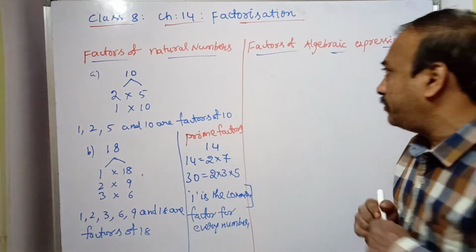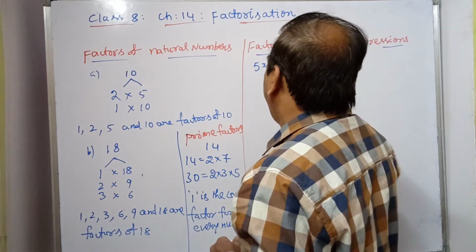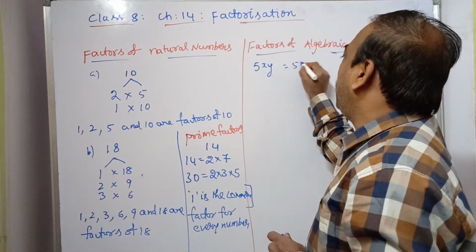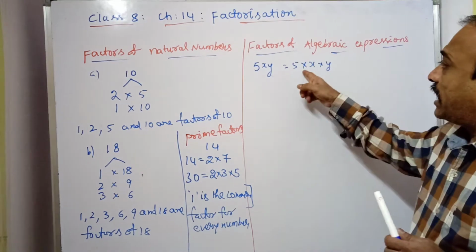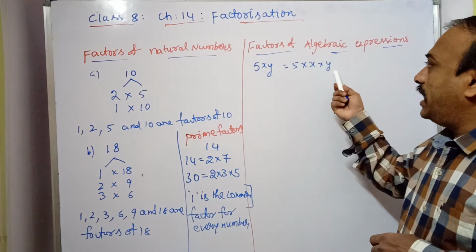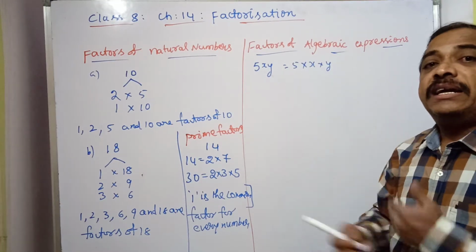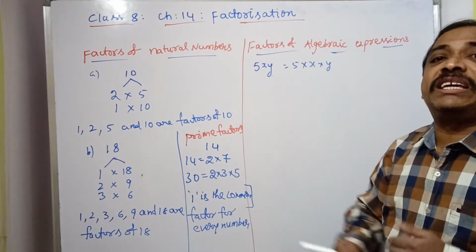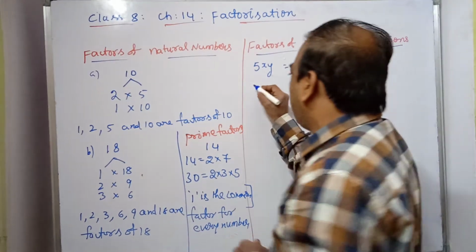Now let us see a term like 5xy. This can be written as 5 into x into y. That means 5 is a factor of 5xy, x is a factor of 5xy, y is a factor of 5xy. Further and further we cannot write the factors. See, 5 into x into y, there is no other factor.